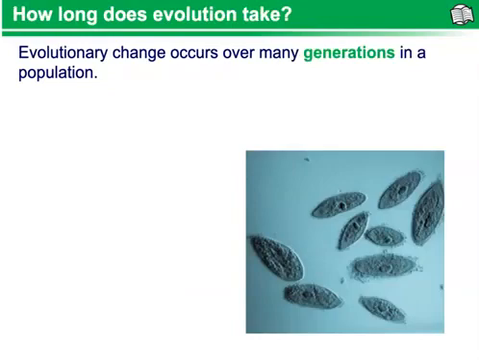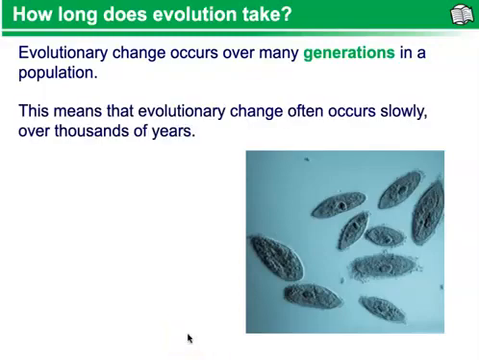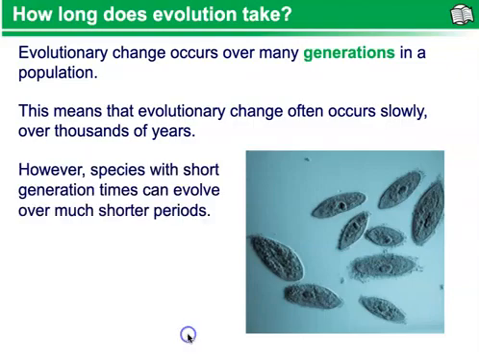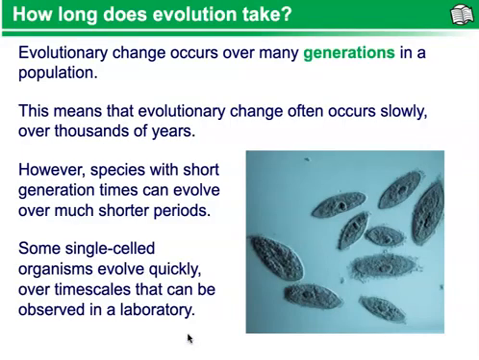So how long does evolution take? Evolutionary change occurs over many generations in a population. This means that evolutionary change may occur slowly over thousands of years. We do have examples of single-celled organisms that have fast reproductive rates and can produce many generations very quickly, where change does occur over these shorter periods of time. So some single-celled organisms evolve quickly over timescales that can be observed in a laboratory.